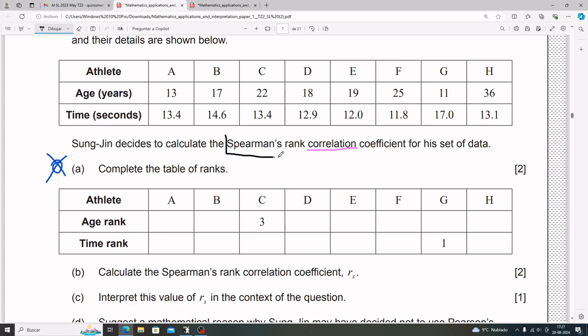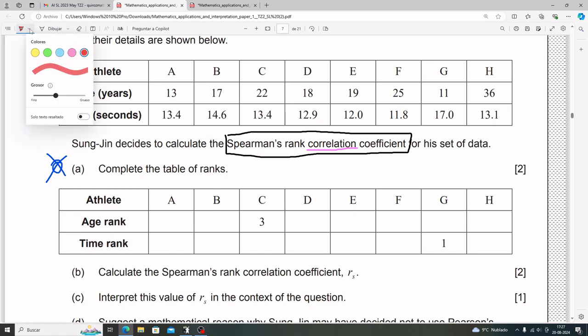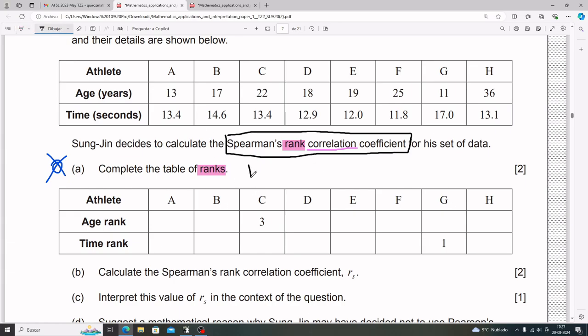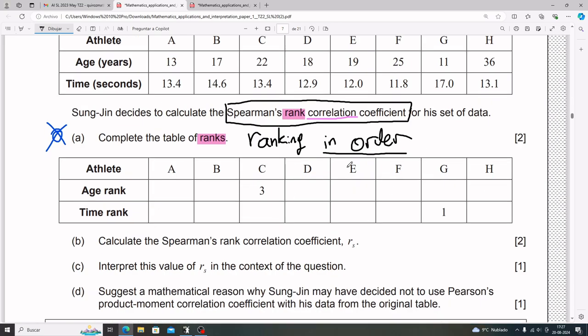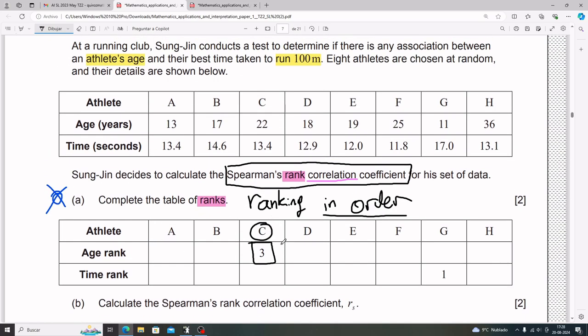Now this is a massive buzzword, and I know it looks nasty, but the most important word, you guys, is rank. So what you're going to be doing here for part A when you complete the table of ranks is that you will be ranking your data. Quite literally, you will be ranking your data in order. This is essential, in order. And this table right here, maybe as a reminder, already put the age rank of athlete C as 3. And so that means he is the 3rd highest age.